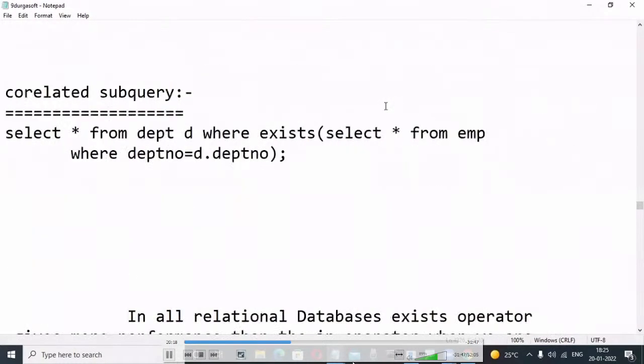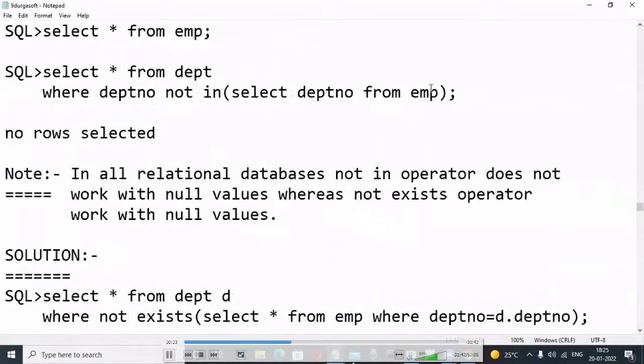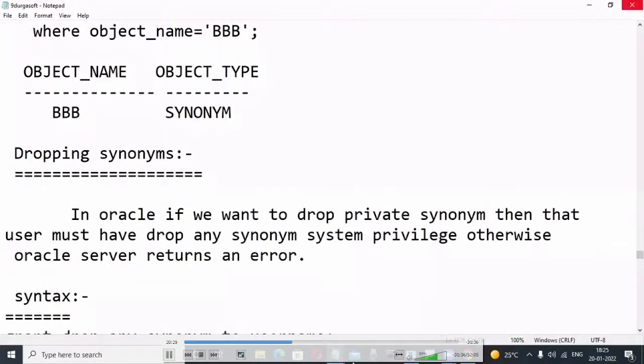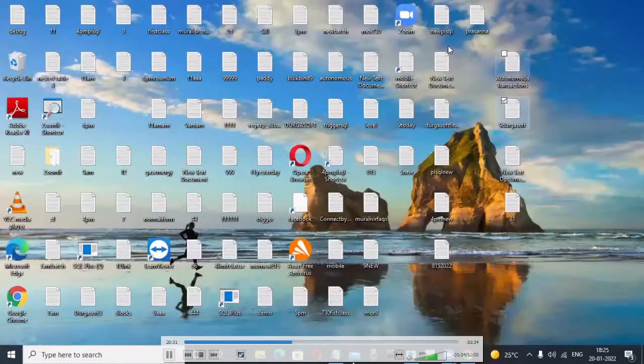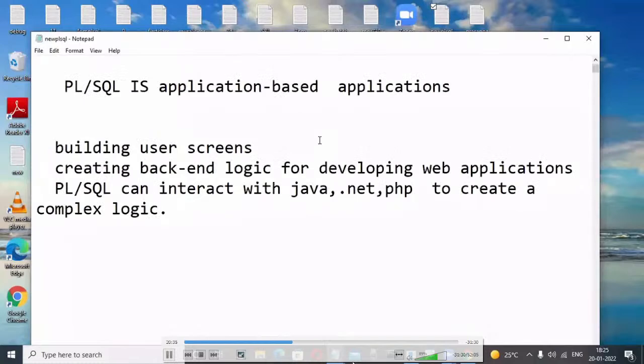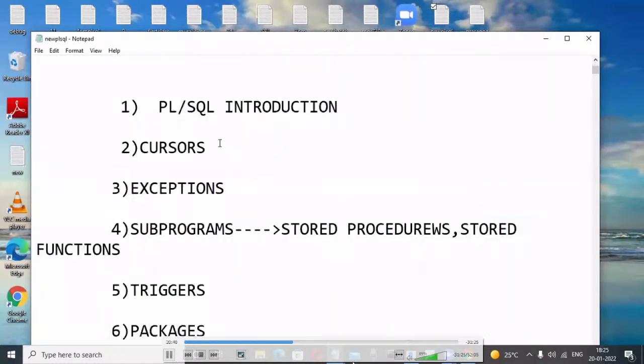Some queries are there, and these are all the things we are familiar with. Don't worry. Then database objects, so many things are there. We are learning them. These are big concepts. Again, PLSQL means a little bit of coding is there. Don't be afraid. In PLSQL, this type of little bit of coding you are writing.